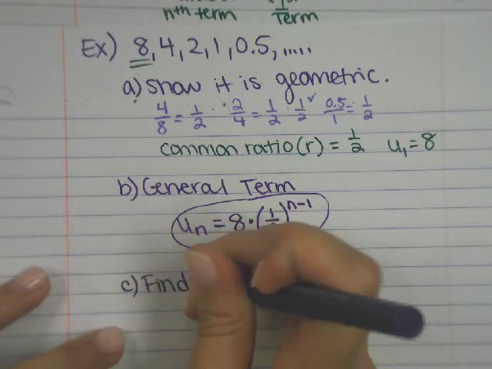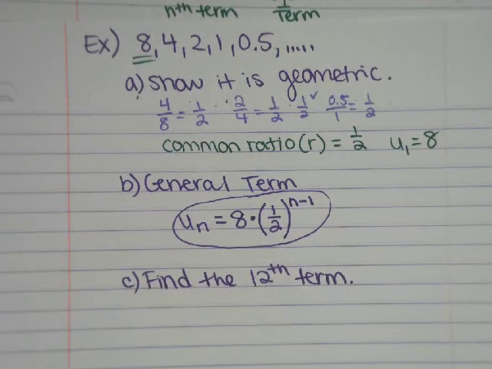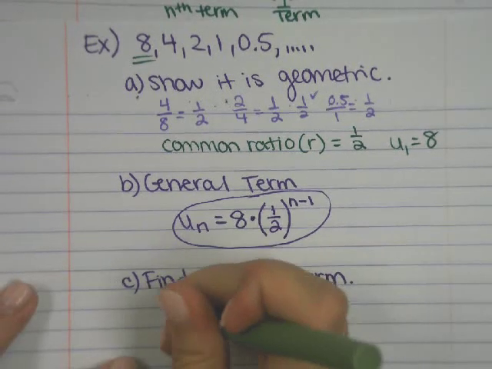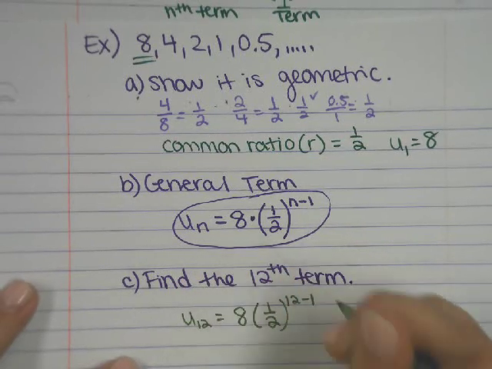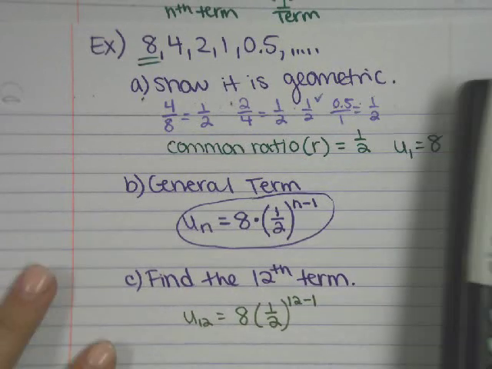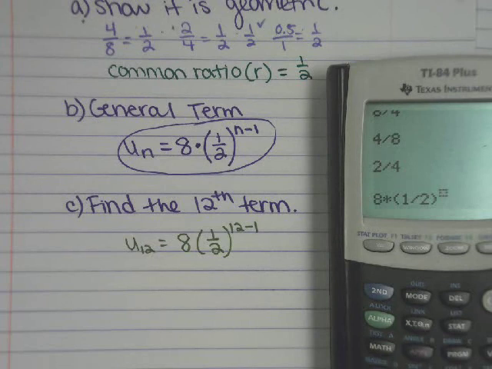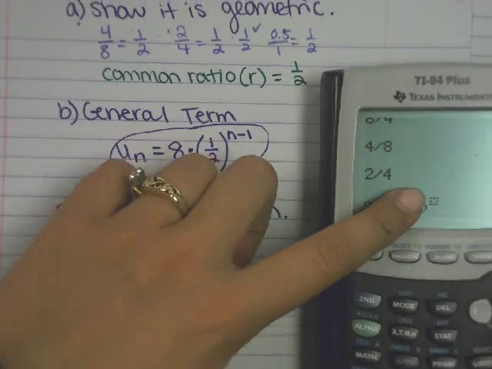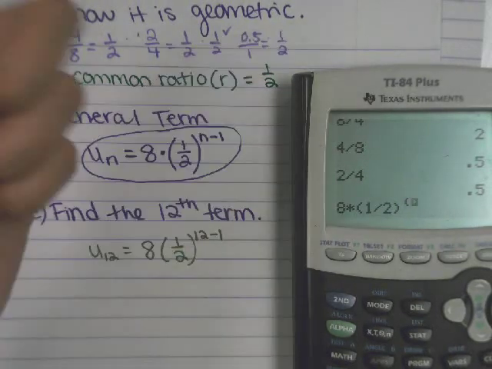Part C, let's find the 12th term. Since we have our general term already written, in order to find the 12th term, we just plug in 12 for n. So U sub 12 is equal to 8 times 1/2 to the 12 minus 1. When I do this, if your calculator doesn't separate your exponent like that, then you need to make sure to put this in parentheses. If it does separate your exponent, you're fine. 12 minus 1.